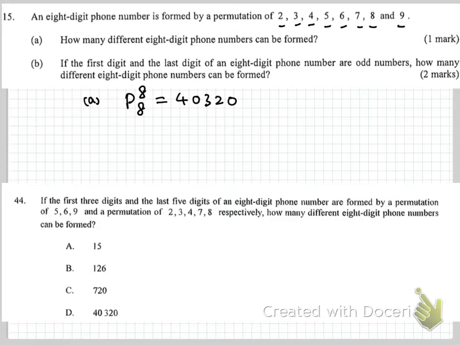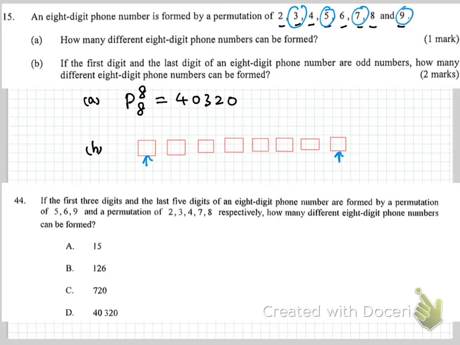Now part B is more difficult. If the first digit and the last digit are odd numbers. Imagine we have 8 boxes, 1, 2, 3, 4, 5, 6, 7, 8. Now the first digit and the last digit must be odd numbers. So let's see what are the odd numbers: 3, 5, 7, 9. These are odd numbers. We have 4 choices for the odd numbers.